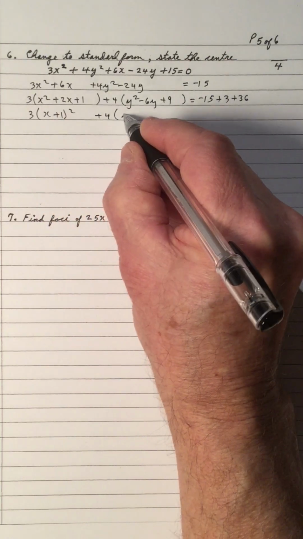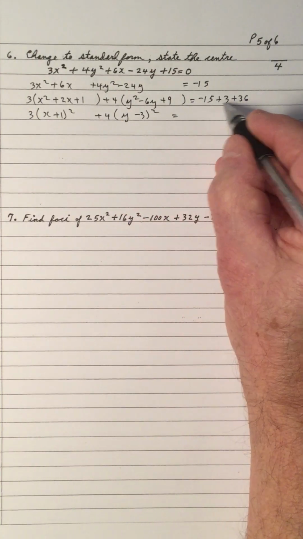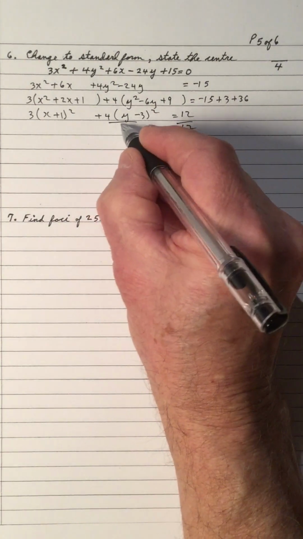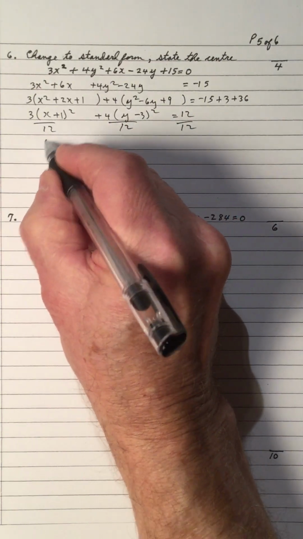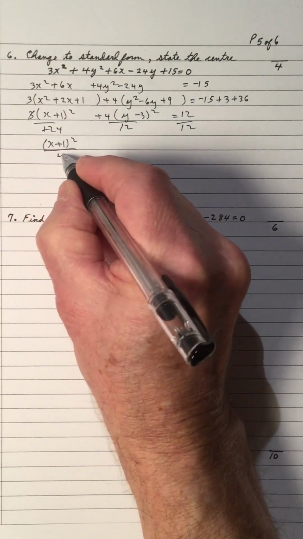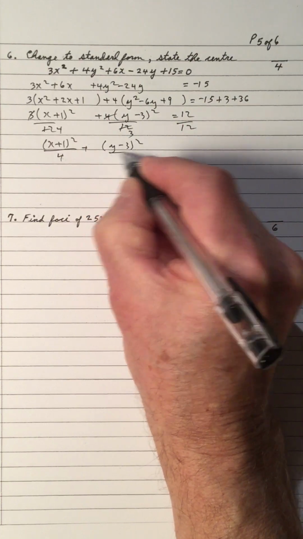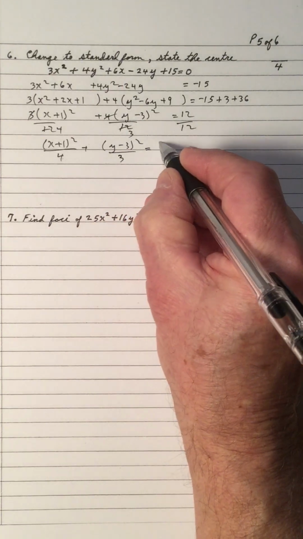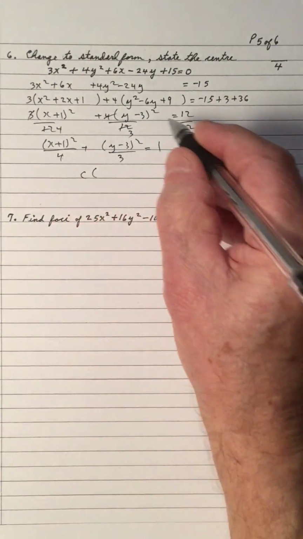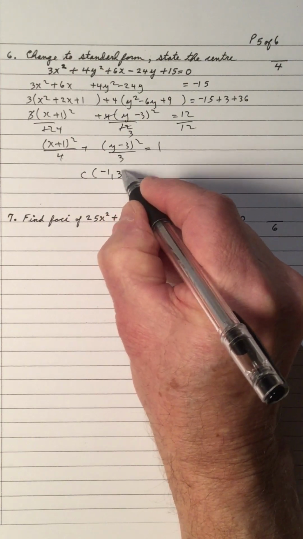And this is a perfect square trinomial, y. And half of negative 6 is negative 3. And when you add them up, you will get 12. Divide each part of the equation by 12, and you have x plus 1 squared. 3 into 12 goes 4. 4 into 12 goes 3, so you have y minus 3 squared over 3 equals 1. And this is the standard form. And the center is the opposite of plus 1, minus 1. Opposite of negative 3 is plus 3.